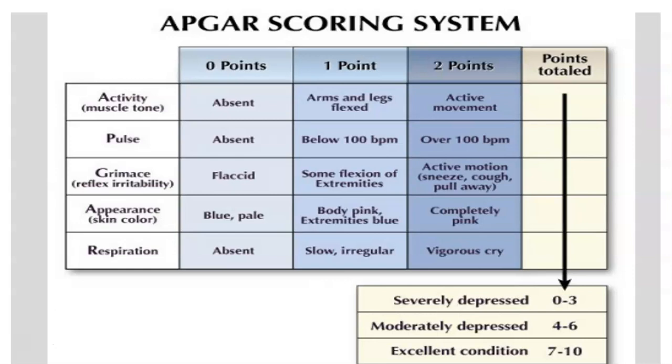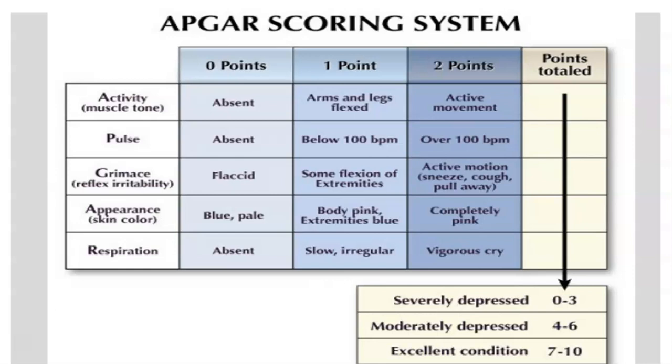And the last category is their skin color, their appearance. And this baby had a pink body in color and blue extremities. So in this case, they have that acrocyanosis. So they're centrally oxygenated because the central core of their body is pink, but they have the blue hands and feet. So in this case, they would only get 1 point for that.